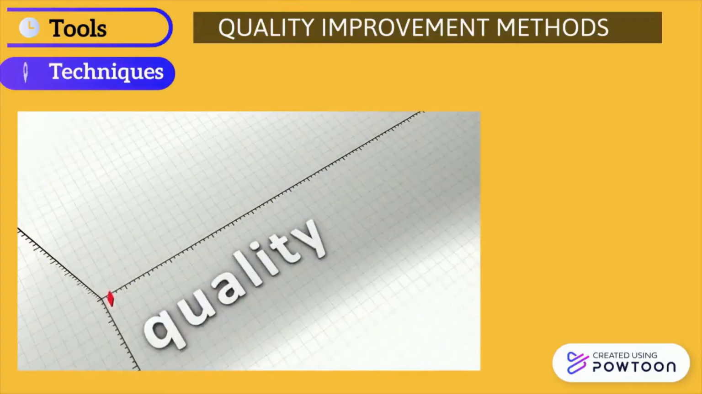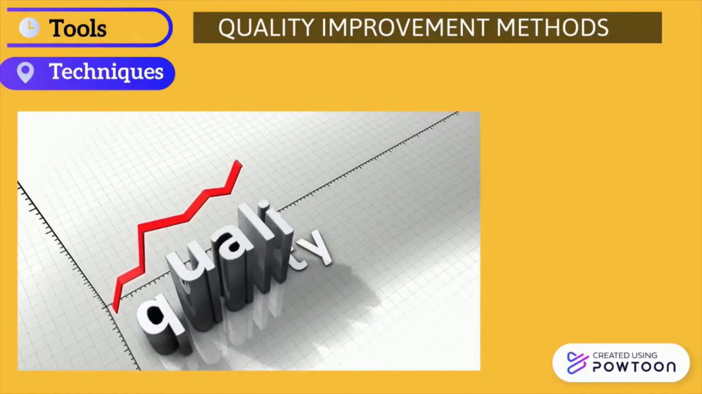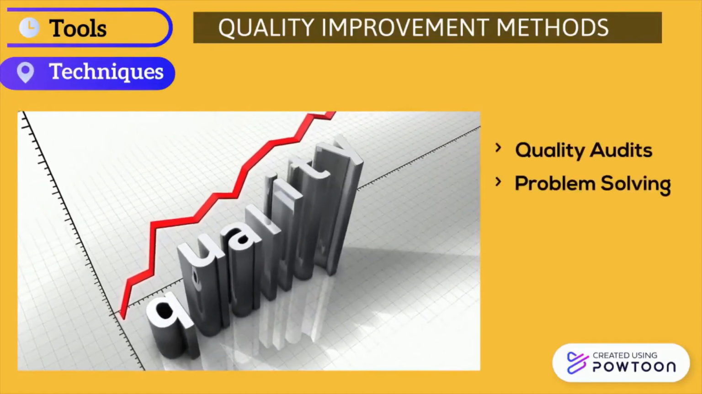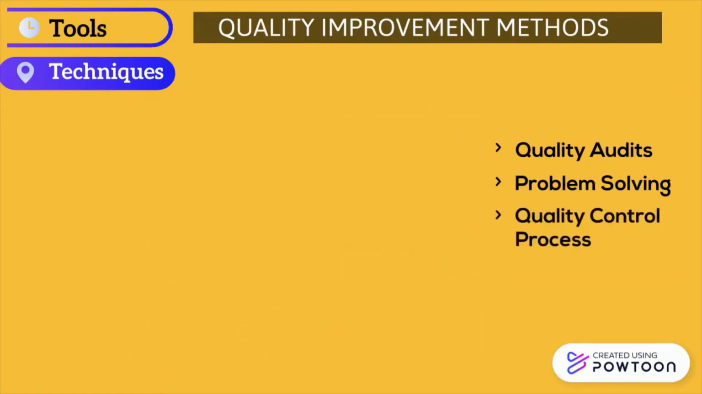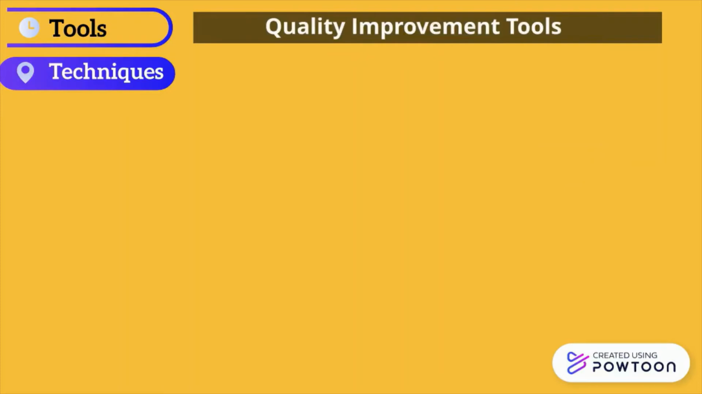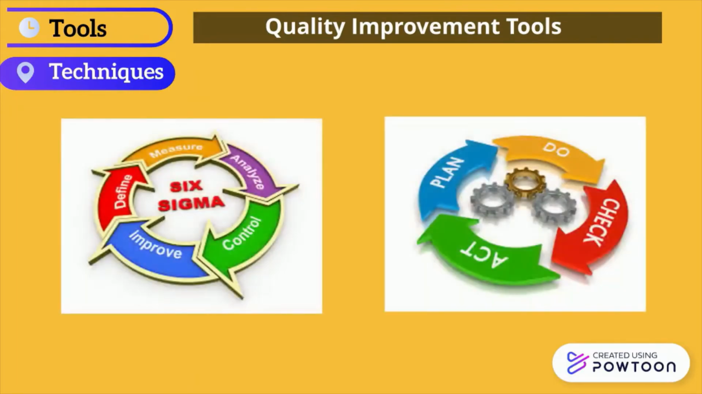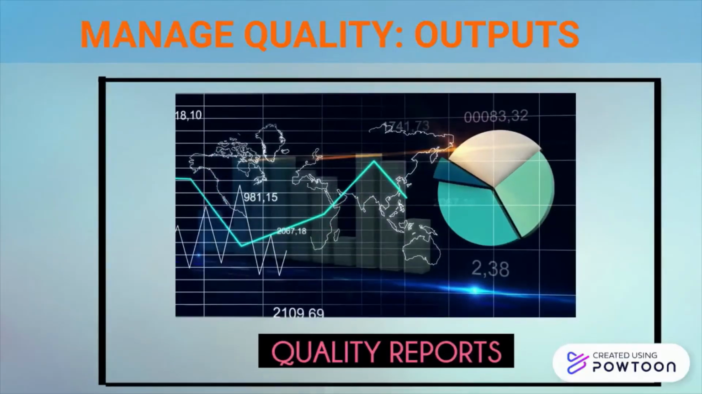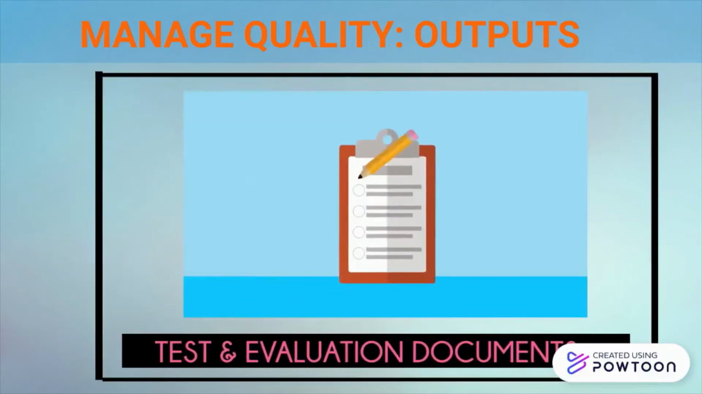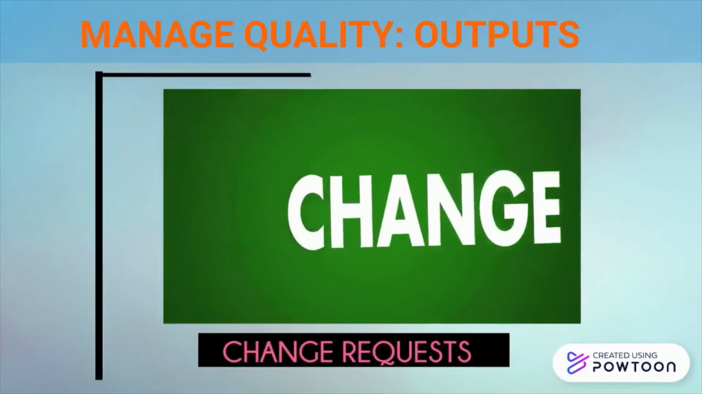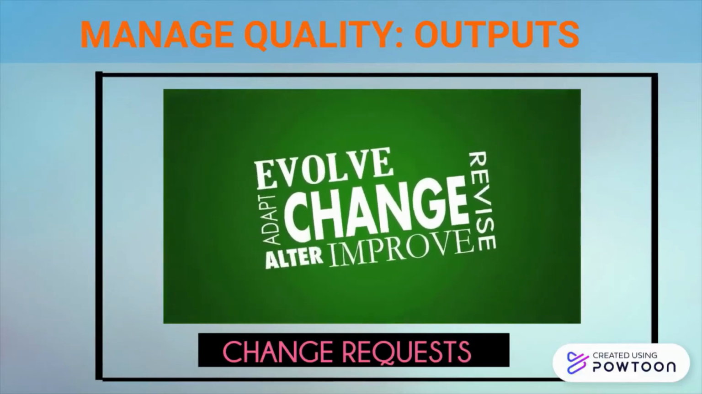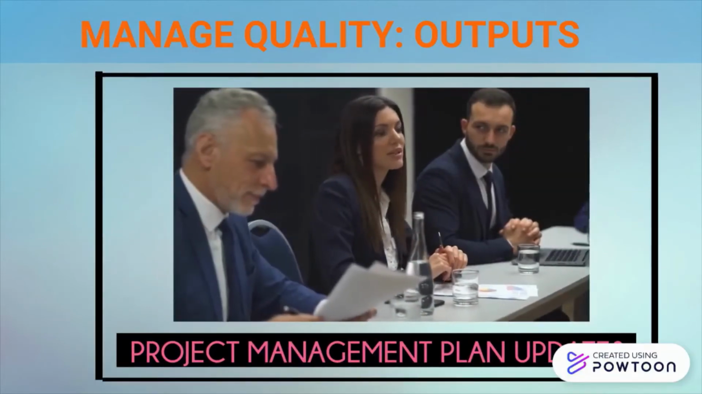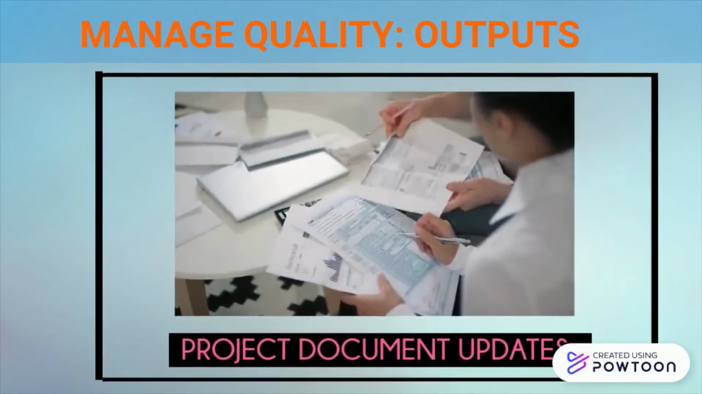Quality improvements can occur based on findings and recommendations from quality audits, problem solving, and quality control processes. The two most common quality improvement tools used to analyze and evaluate opportunities for improvement are Six Sigma and Plan, Do, Check, Act. The outputs of managed quality are quality reports, test and evaluation documents, change requests, project management plan updates, and project document updates.